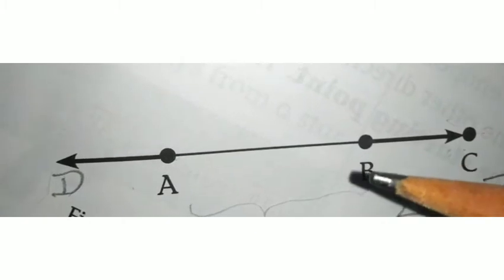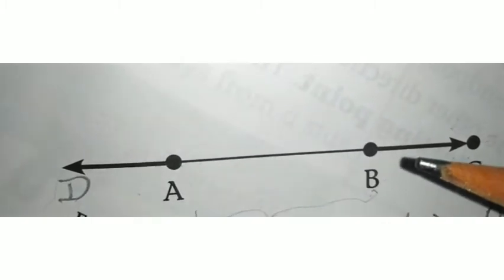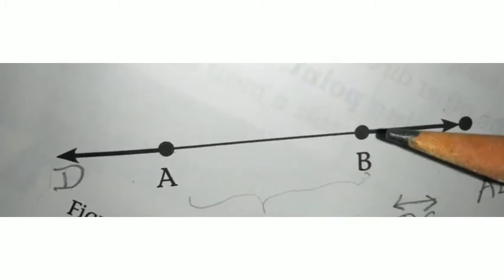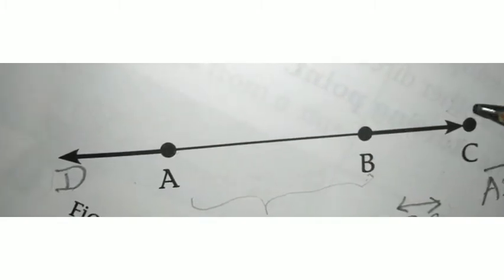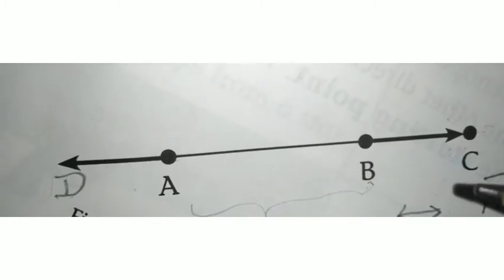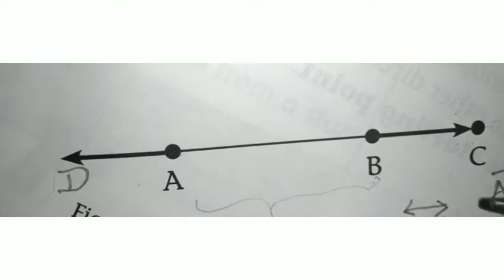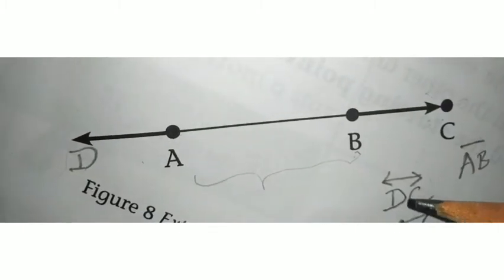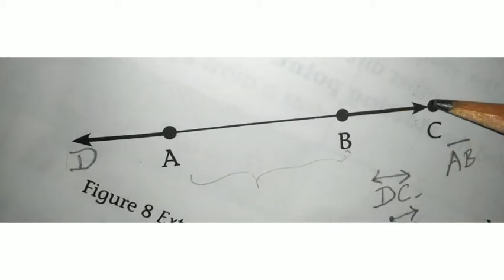A line segment has 2 endpoints, AB, but a line has no endpoints. If a line segment goes on continuously in both directions without endpoints, then it is called a line. A line which has no endpoints is called a line. A line can be written as DC. Here D and here C.